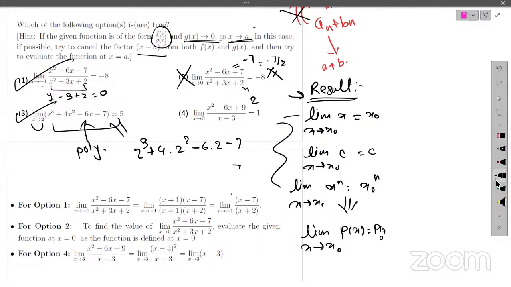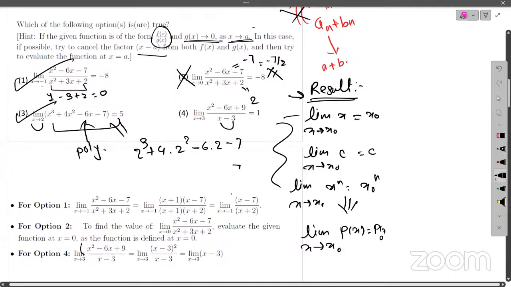And in the third option also, here q of x is vanishing at x equals 3. If we put x equals 3, it will become 0. So what we have to do, again, we try to factor out the numerator and denominator and try to cancel out x minus 3. If we factor it, this x square minus 6x plus 9 is nothing but x minus 3 the whole square. And we cancel it out, we'll just get one polynomial. So the limit is nothing but 0, which is not equal to 1. So that's why this option is not correct.